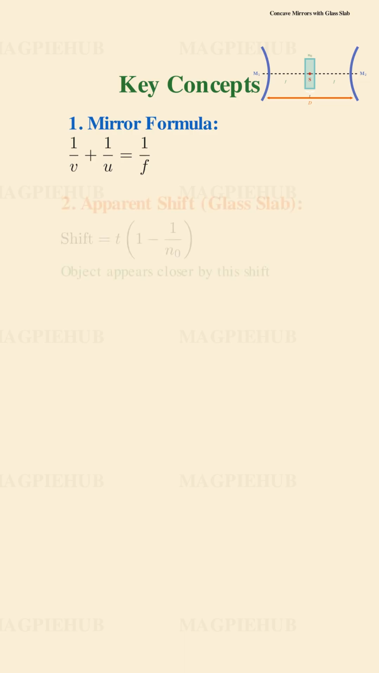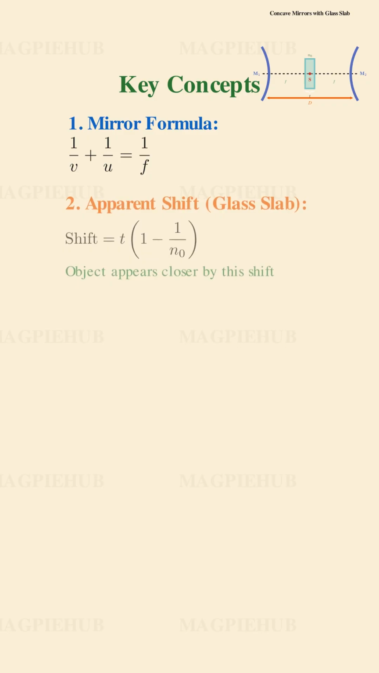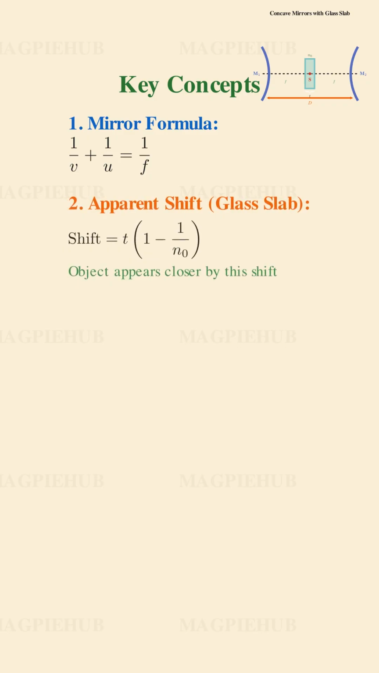Let us recall the key concepts. First, the mirror formula, 1 over v plus 1 over u equals 1 over f. Second, when light passes through a glass slab of thickness t and refractive index n0, the apparent shift of the object is t times the quantity 1 minus 1 over n0. The object appears closer to the mirror by this amount.